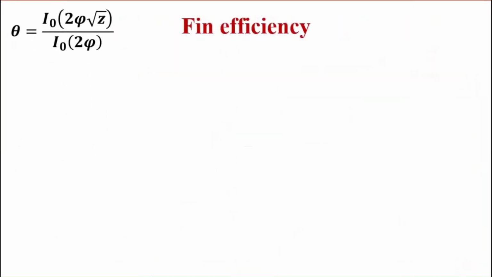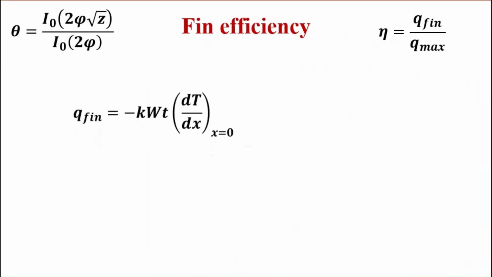Fin efficiency is defined as the ratio of the actual heat transfer rate from the fin to the maximum possible heat transfer rate if the entire fin were maintained at the base temperature. The actual rate of heat transfer is the amount of heat conducted from the base, where the fin is attached to the wall, into the fin. It can also be expressed as the amount of heat removed from the fin surface to the surrounding ambient air through convection.